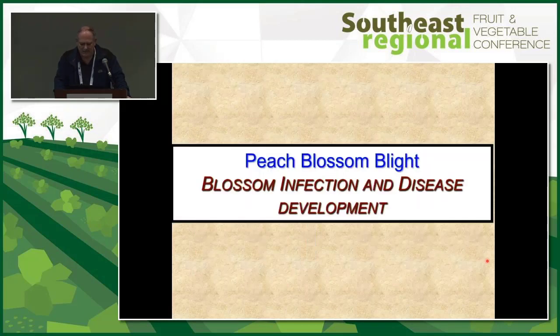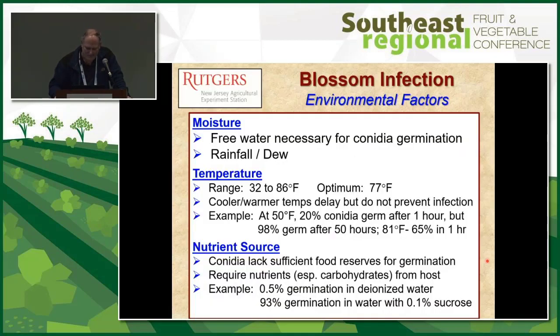Okay, now we'll get to and look at the infection and disease development. And there are 3 environmental factors that are important. First, we need moisture. Free water is necessary for those conidia to germinate, and that could be rainfall or dew. Dew is perfectly fine. Just think how small the spores are. You don't need a whole lot of moisture to wet that spore on the surface of the plant.